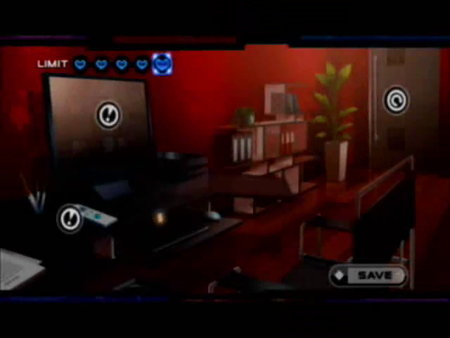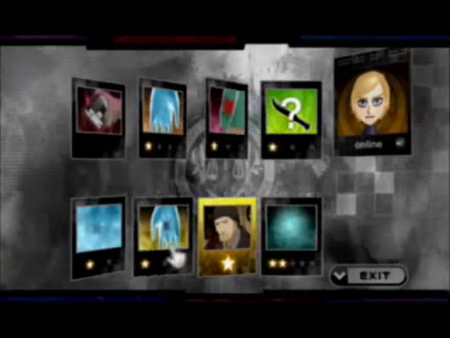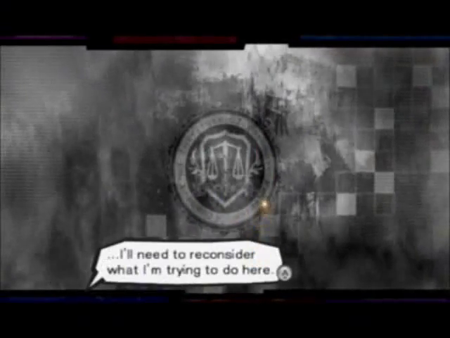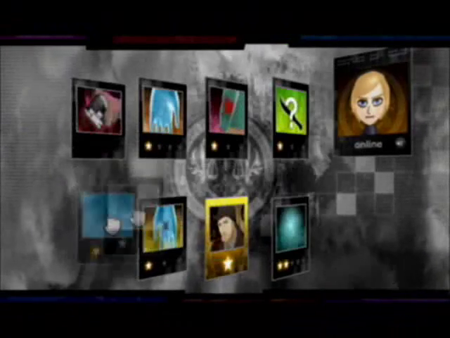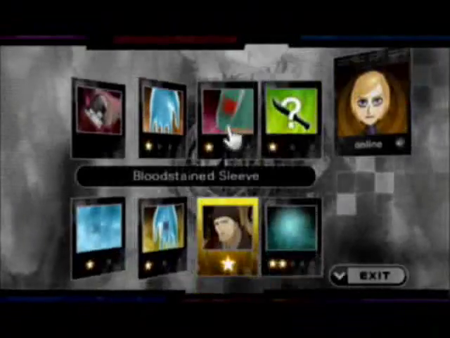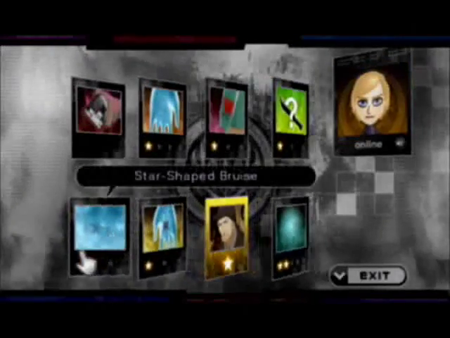Is that everything? No. Let's just go from the top then. At least there aren't that many evidence cards.